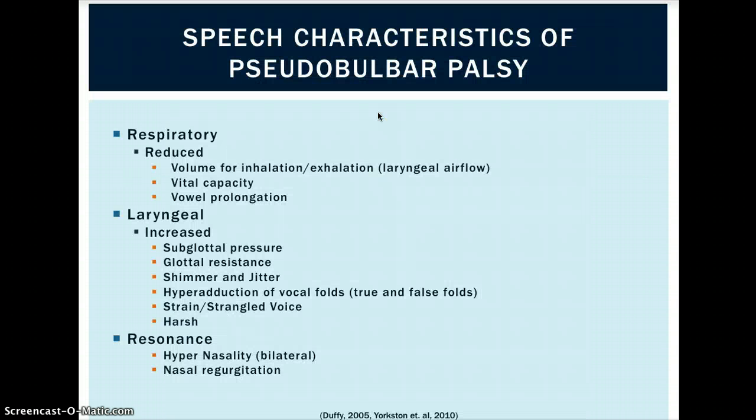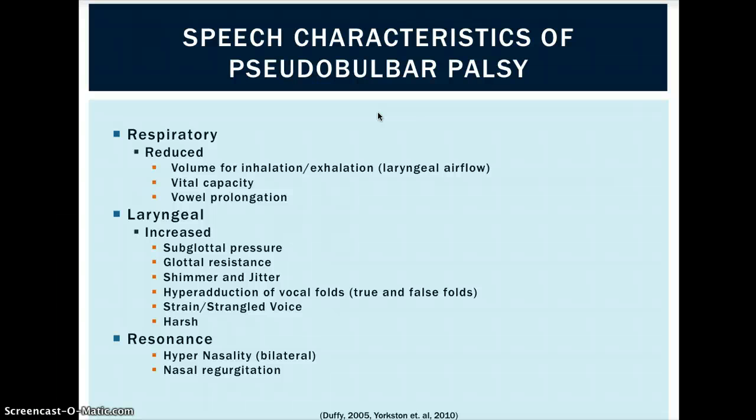So there are many speech characteristics of pseudobulbar palsy that go hand in hand with the characteristics found in our patients with spastic dysarthria. In terms of respiration, the volume for inhalation and exhalation will be reduced. There'll be a smaller vital capacity. The ability to sustain vowels for a long period of time will be greatly reduced.